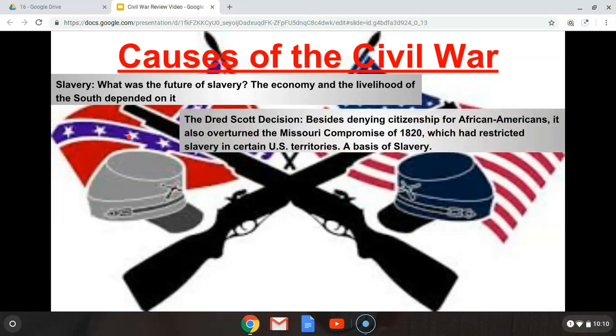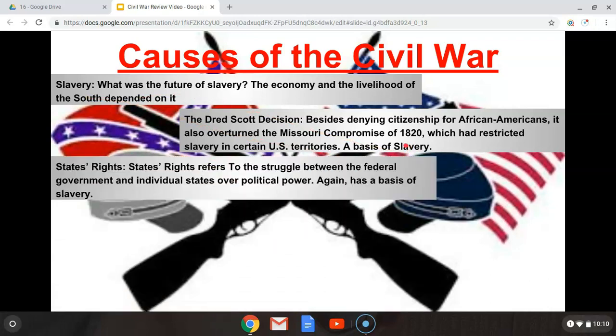The Dred Scott decision. Remember the Dred Scott decision that we talked about last chapter? Besides denying citizenship for African Americans, it also overturned the Missouri Compromise of 1820, which had restricted slavery in certain U.S. territories. Look, a basis of slavery. 1, 2. Next thing, states' rights.